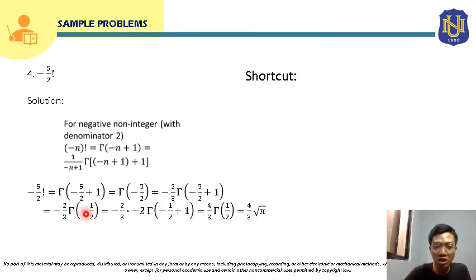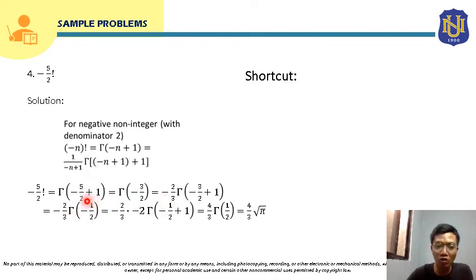From here, we have to continue on until this gamma of negative 1 half becomes positive 1 half. That's our goal here. So we will apply this further. Applying this further, for negative 1 half, we will add here 1. Since we added 1, we have to multiply this function by the reciprocal of negative n plus 1.